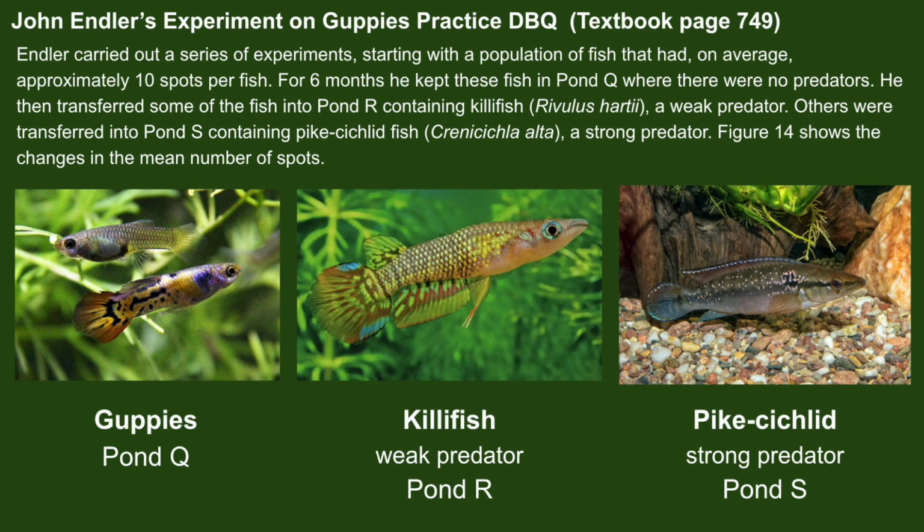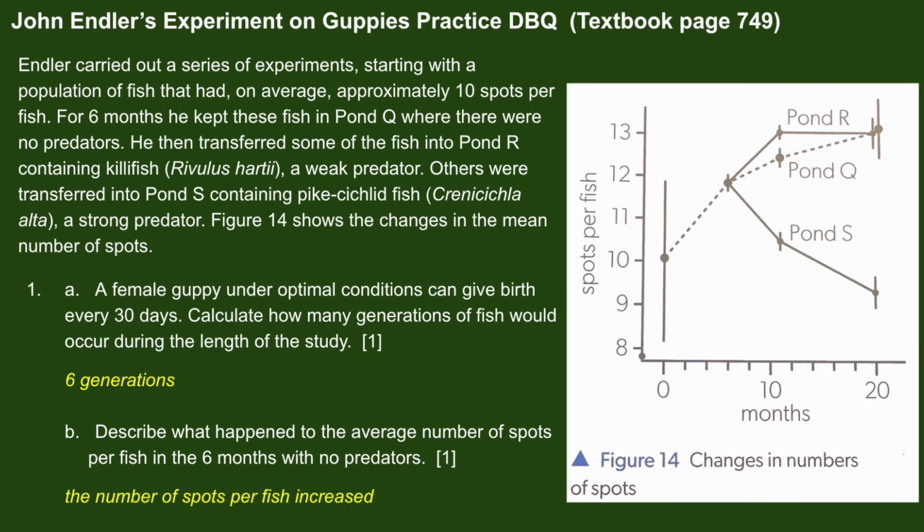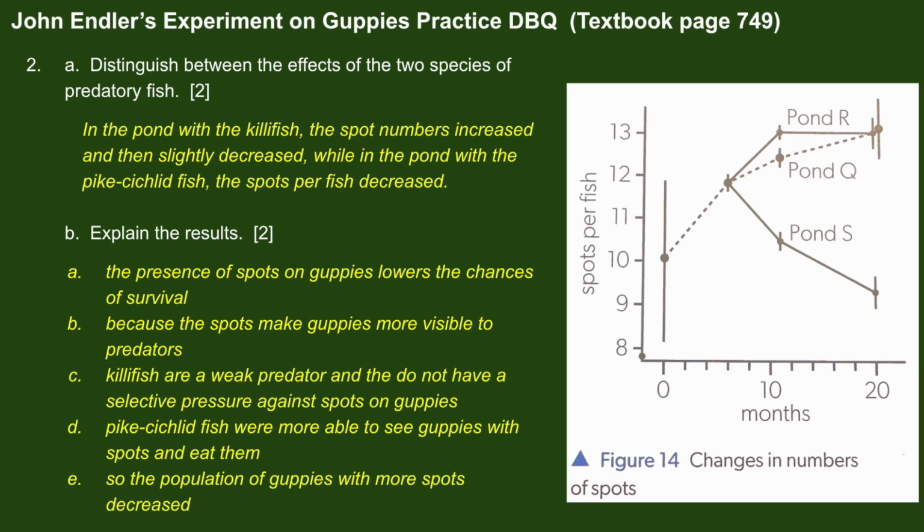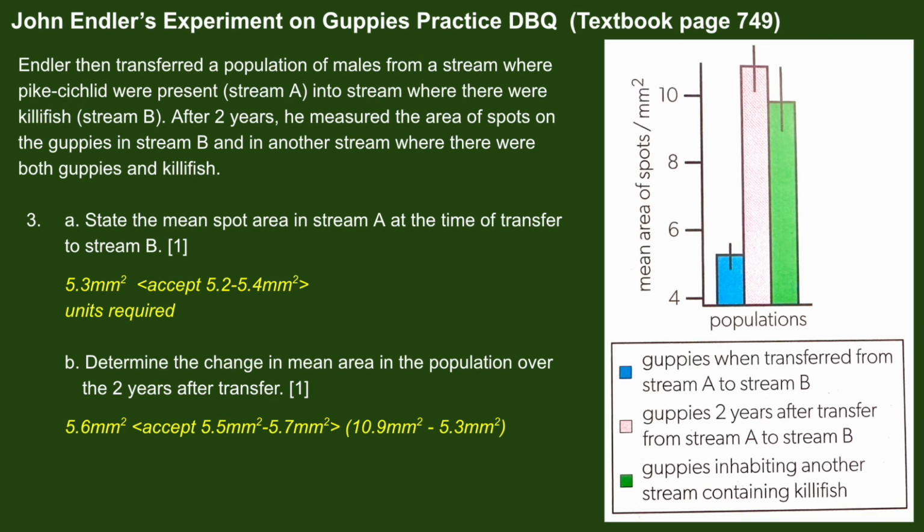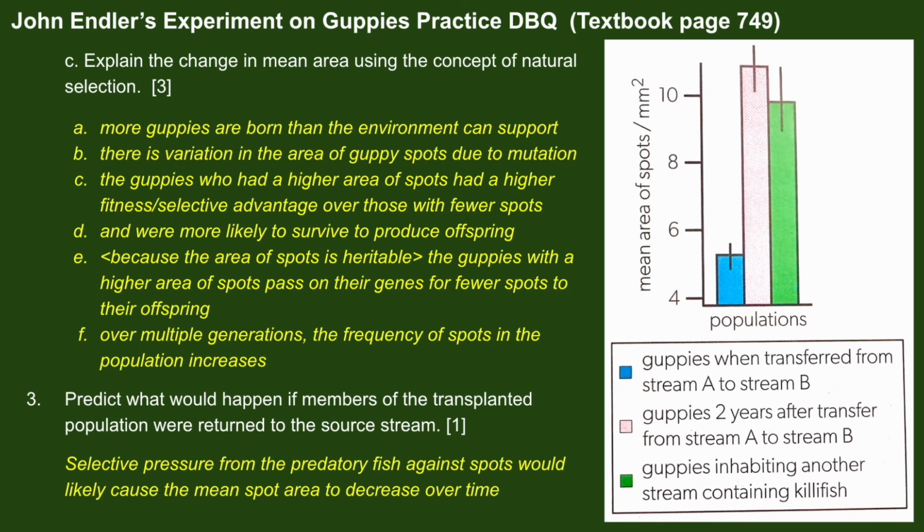Here I have some background from the practice DBQ in the textbook, where we had just guppies in pond Q, guppies with a weak predator in pond R, a strong predator in pond S. I recommend pausing this, reading the background, and then taking a look at the data. Make sure that you can interpret it. I have the answers listed for each of the questions. So again, I recommend that you go through this slowly, carefully, pausing along the way, making sure that you get that practice DBQ in and that you're familiar with John Endler's work.